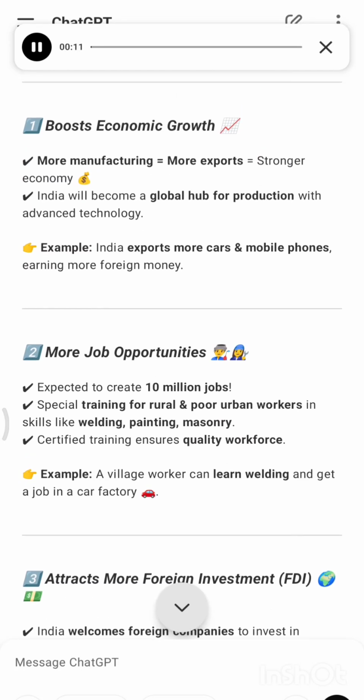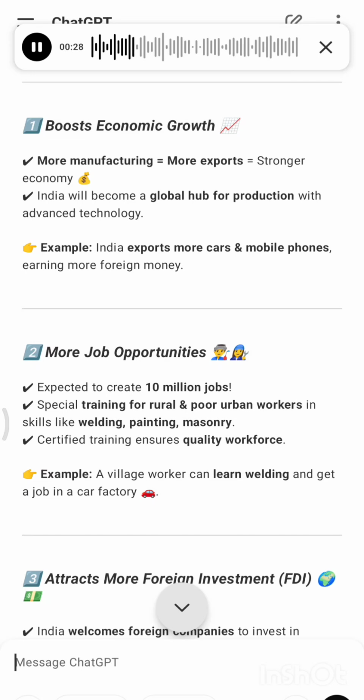1. Boosts economic growth. More manufacturing equals more exports, stronger economy. India will become a global hub for production with advanced technology. Example, India exports more cars and mobile phones, earning more foreign money.